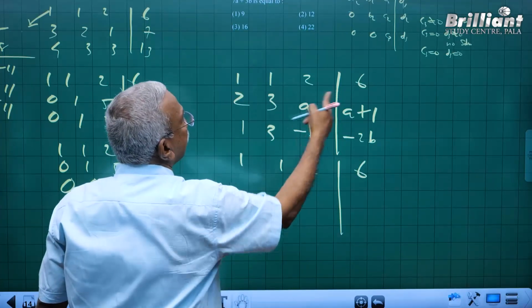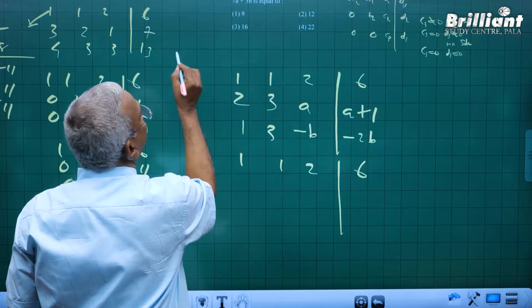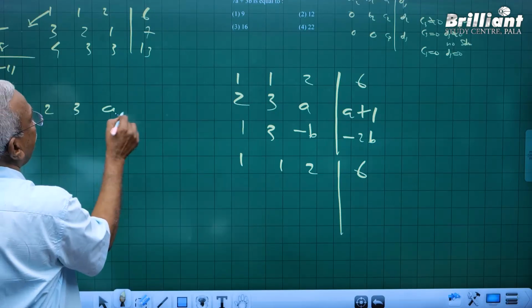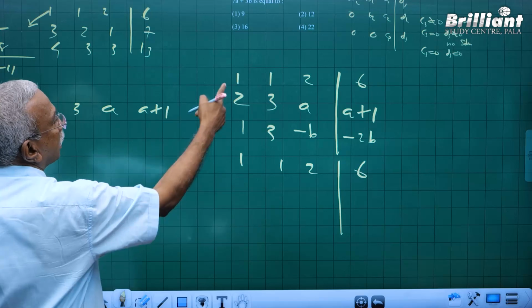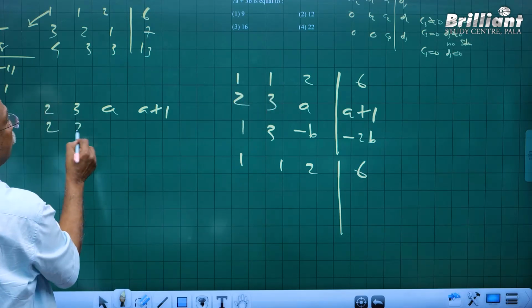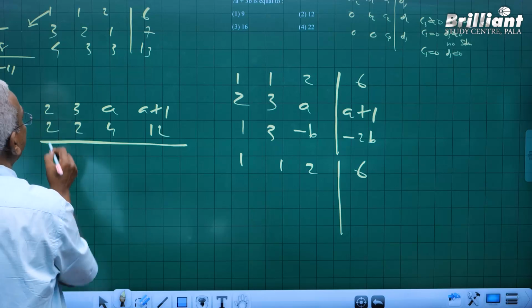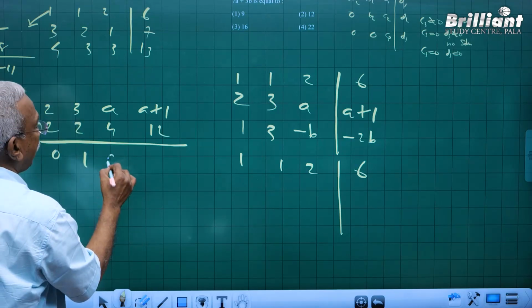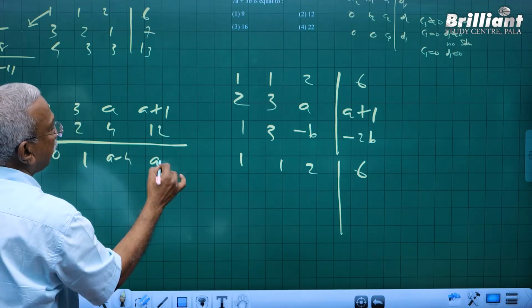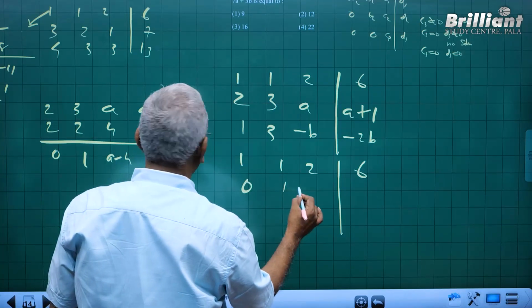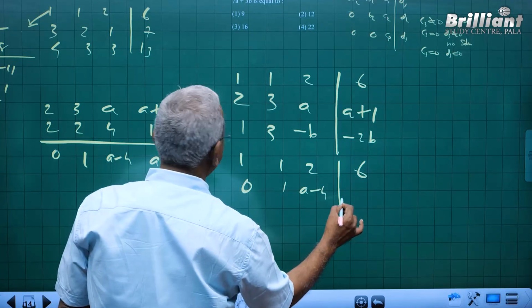Then multiplying by 2 and subtracting, that is equal to 0. If you have confusion, you write it down like this. 2, 3, a plus 1, and the first row multiplied by 2 is 2, 2, 4, 12. Subtract, it will become 0, then 1, a minus 4 and a minus 11. This is our second row: 0, 1, a minus 4 and a minus 11.